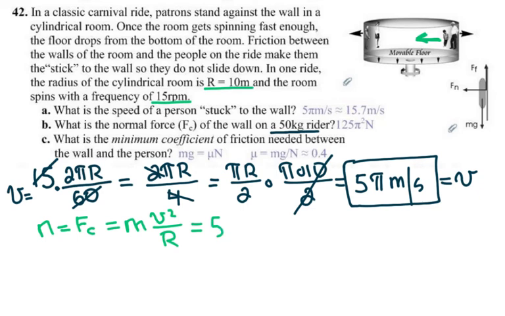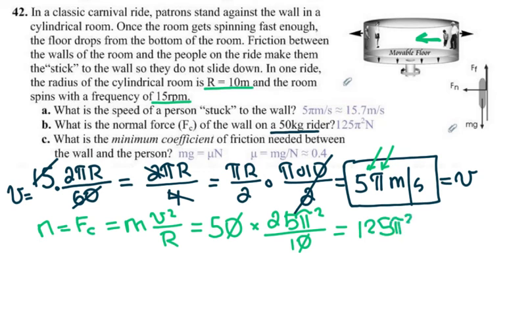So the mass is given, which is 50 kilograms. V squared, so I have to square each one of the velocity terms, so that's 25 pi squared, over the radius, and the radius is given as 10. So I can cancel 10 and 10 from the top and the bottom, and I get 125 pi squared, and it's a force, so it's measured in newtons. So the normal force is equal to the centripetal force, and equals 125 pi squared.